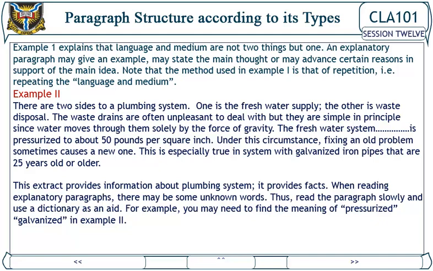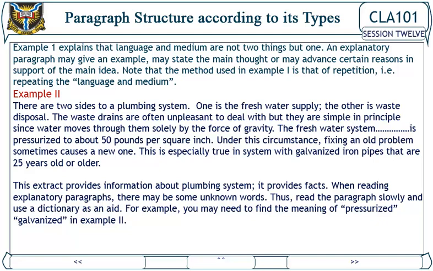The freshwater system is pressurized to about 50 pounds per square inch. Under this circumstance, fixing an old problem sometimes causes a new one. This is especially true in systems with galvanized iron pipes that are 25 years old or older. This extract provides information about plumbing systems.